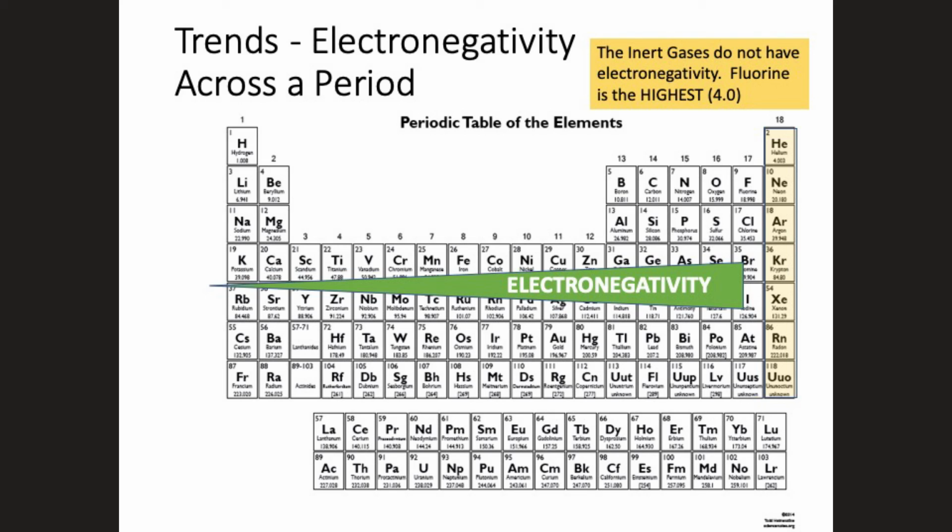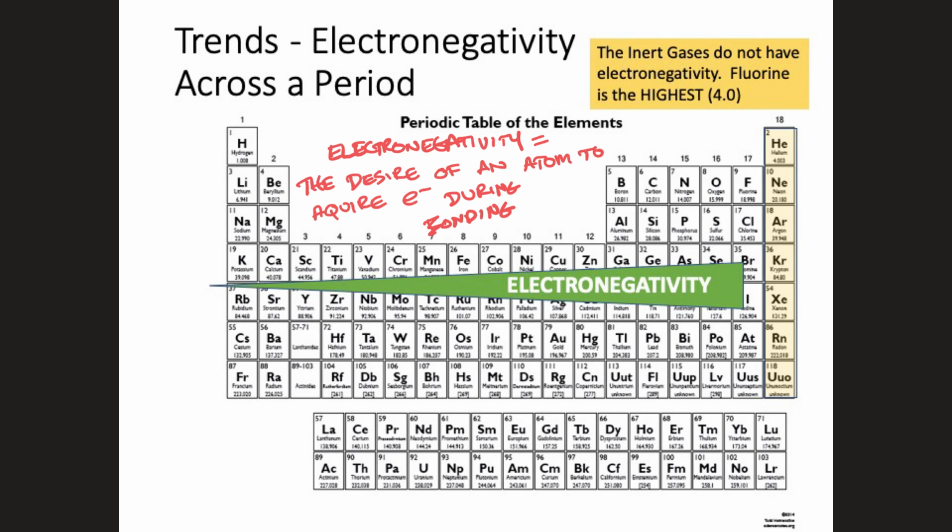Electronegativity follows the same trend as ionization energy. What is electronegativity? All right, there's the definition. Electronegativity is the desire of an atom to acquire electrons during bonding. Now, I'm going to draw real quick the staircase in again. And remember, the staircase separates the metals from the nonmetals, right? So the metals want to lose their electrons during bonding, and nonmetals want to gain electrons during bonding.